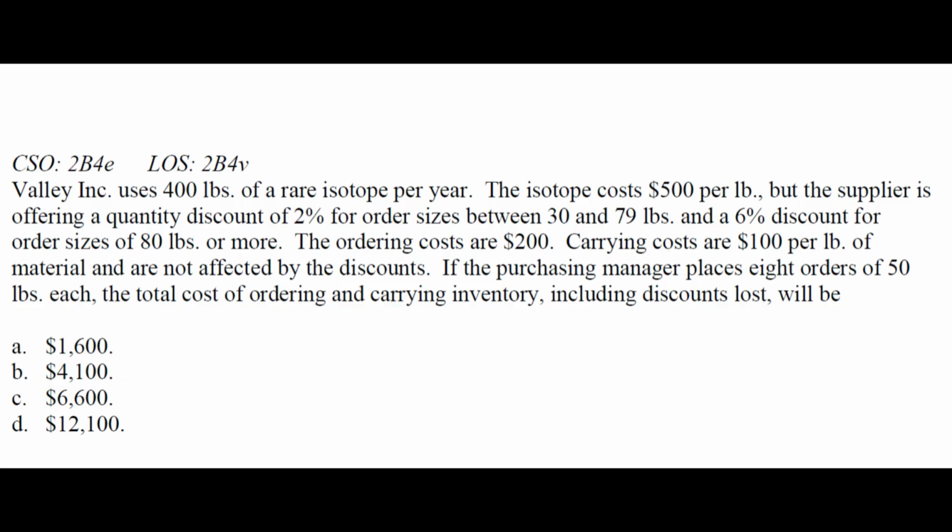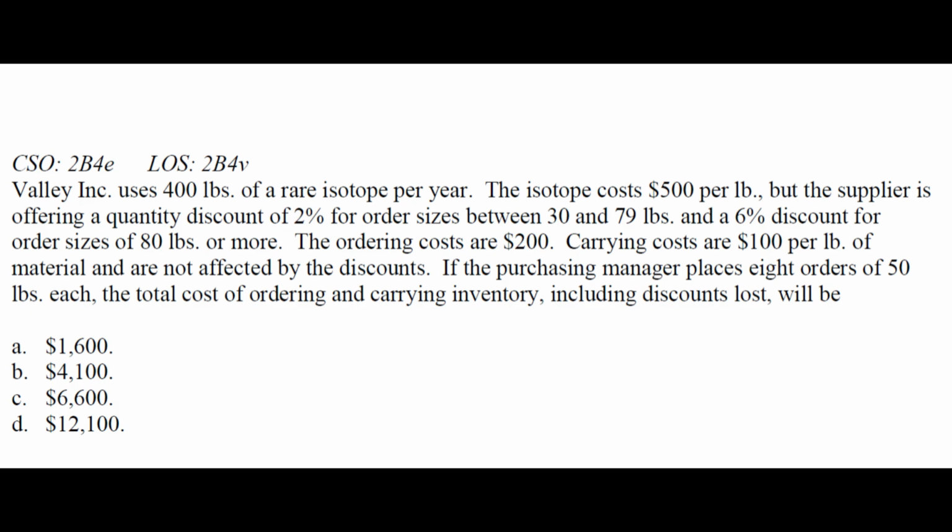A. $1,600. Incorrect. This includes only ordering costs and ignores carrying costs and the lost quantity discount. B. $4,100. Incorrect. This includes ordering and carrying costs, but ignores the substantial discount lost. C. $6,600. Incorrect. This understates the total relevant cost by failing to include the full value of the lost discount.